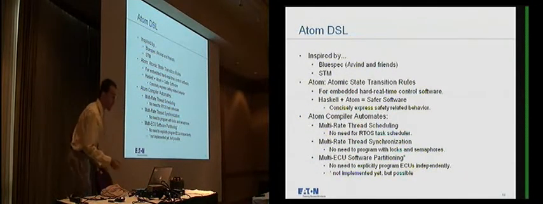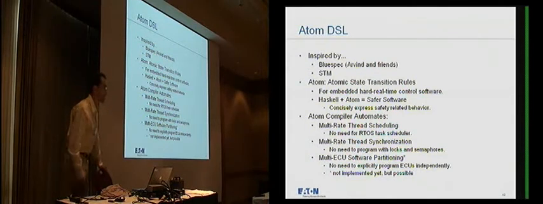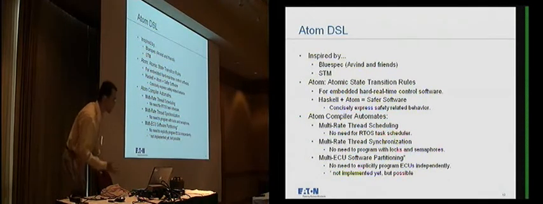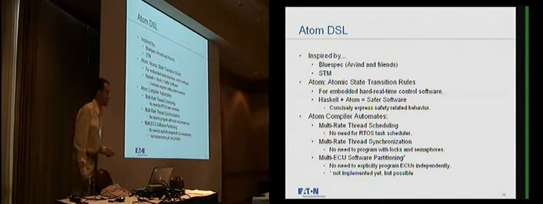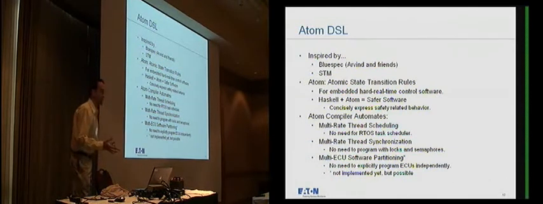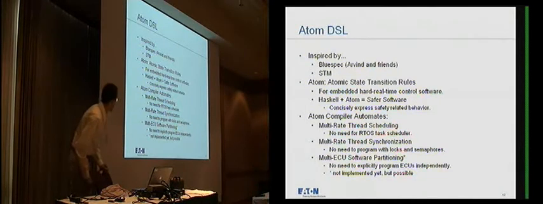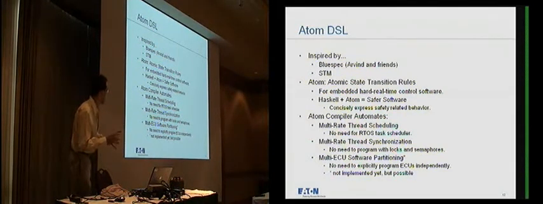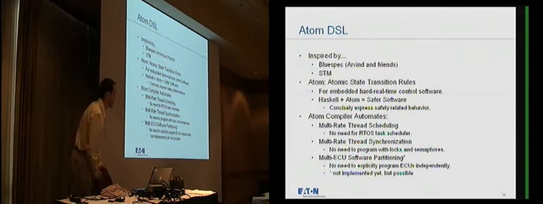Well, let's quickly talk about Atom. So Atom is a DSL that we're working on, and it's heavily inspired by BlueSpec and to some extent STM. BlueSpec, most of you are probably aware, is a high-level hardware description language, and STM is a relatively new model for concurrent computation. Like both of these systems, Atom is based on this notion of atomic state transitions, or more specifically, atomic state transition rules. But what we're doing is using this to build embedded software that we can use to drive and control these vehicles. The idea is taking all the good stuff of Haskell and adding these rules to potentially allow us to create safer software. So it allows us to concisely express safety-related behavior in our system.